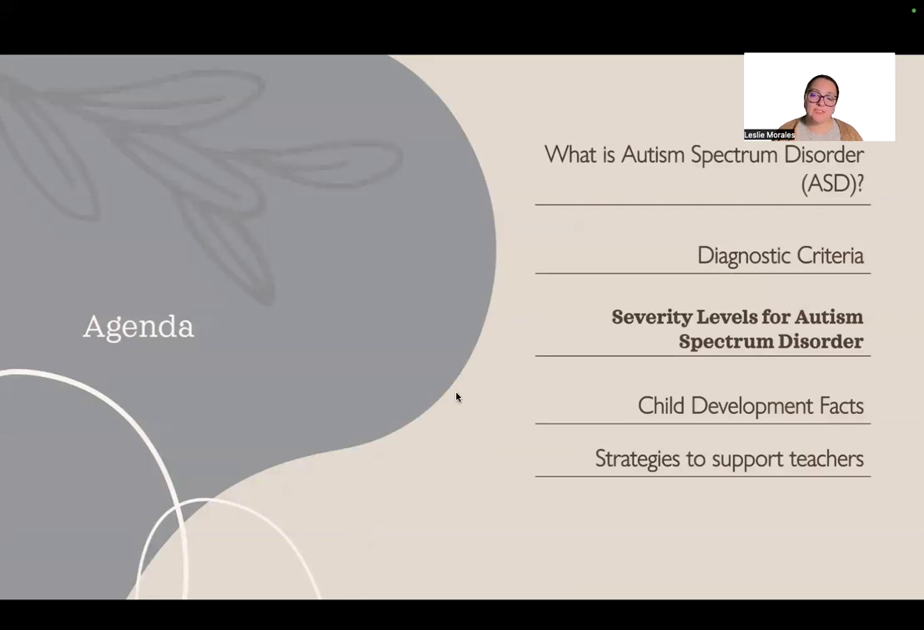So for today's agenda, we will be discussing what is autism spectrum disorder, also known as ASD, diagnostic criteria, severity levels for autism spectrum disorder, some child development facts, and some strategies to help support teachers.